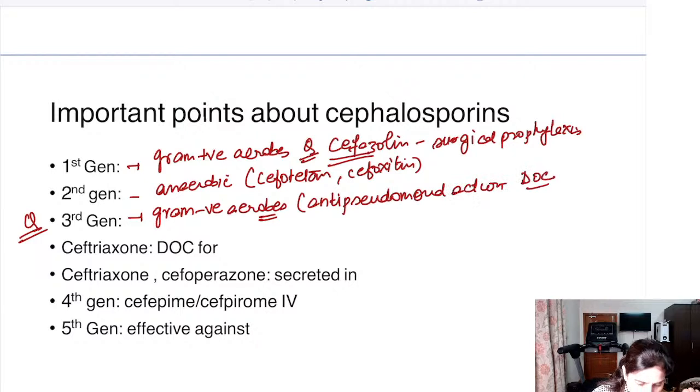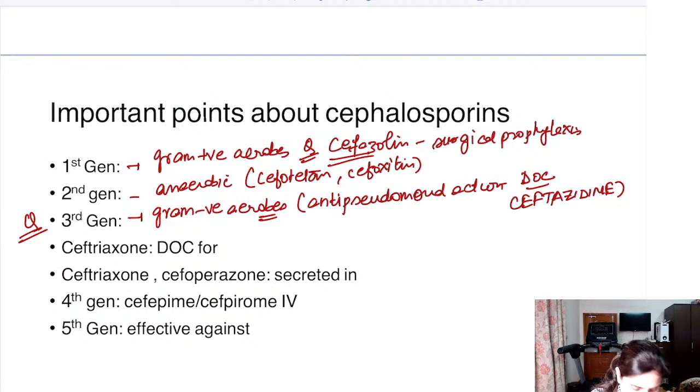So the drug of choice for the antipseudomonal action here is ceftazidime. It can be given along with azithromycin. So ceftazidime is the drug of choice in anti-pseudomonal action.